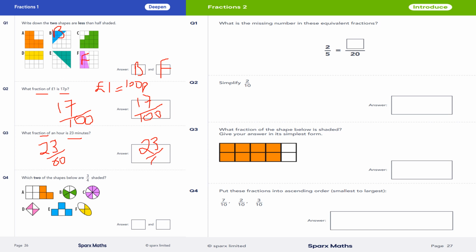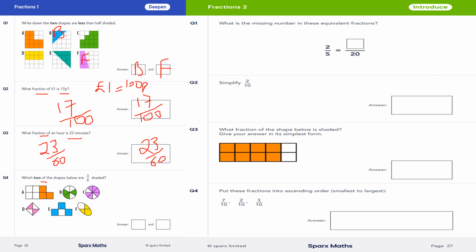These two fractions don't simplify because 17 is actually prime, so it only has two factors, and there are no common factors between 17 and 100. Similarly here, there are no common factors between 23 and 60. 23 is a prime number, and a prime number is a number which has exactly two factors, one and itself.